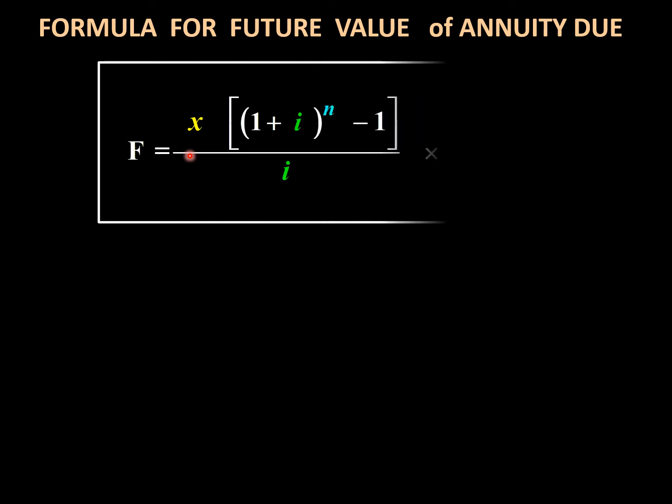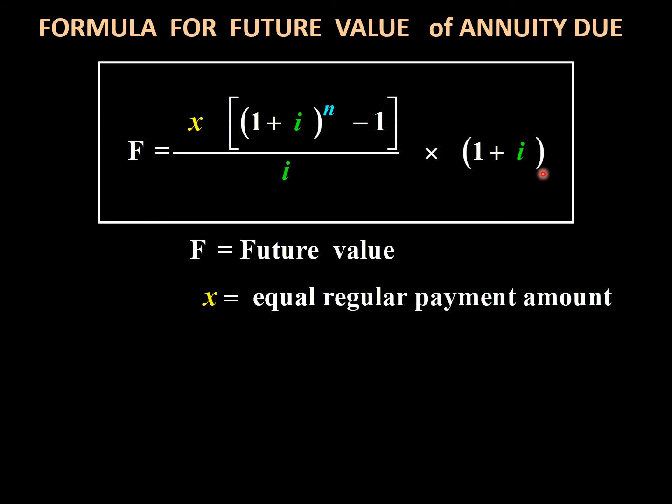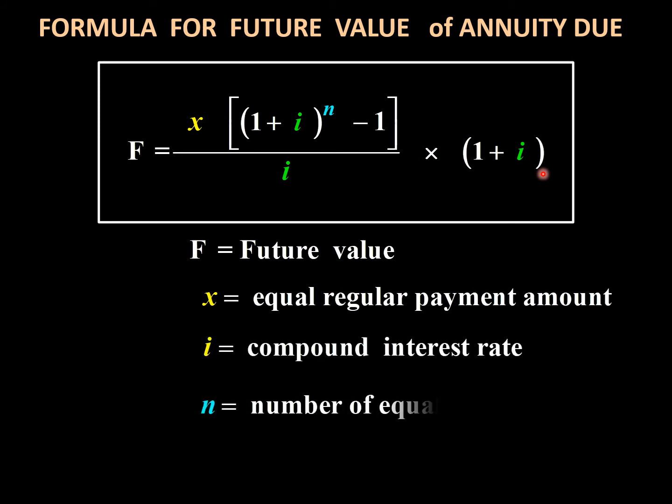Let's just summarize the future value of an annuity due. So we see here, there's the formula. It's the future value, and we just multiply it by 1 plus I. F stands for future value as well. X is my equal regular payments, I is my compound interest rate, and N is my number of equal payments.